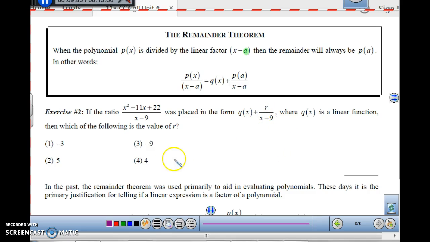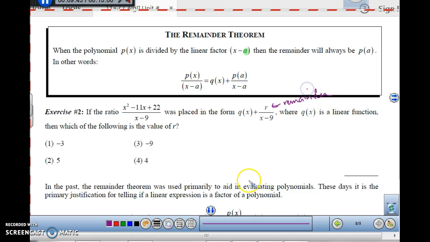Okay, so let's see what that looks like. If the ratio x squared minus 11x plus 22 divided by x minus 9 was placed in this form, so quotient with the remainder, r is the remainder, where q of x is a linear function, which of the following is the value of the remainder? Remember, r is the remainder.